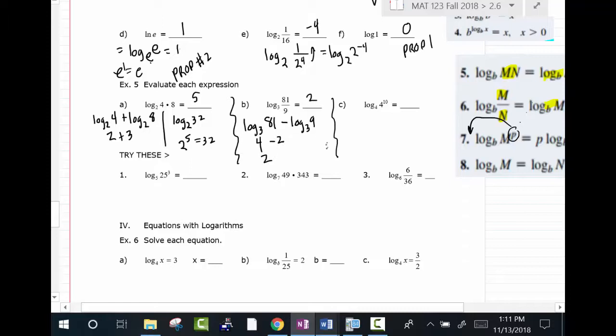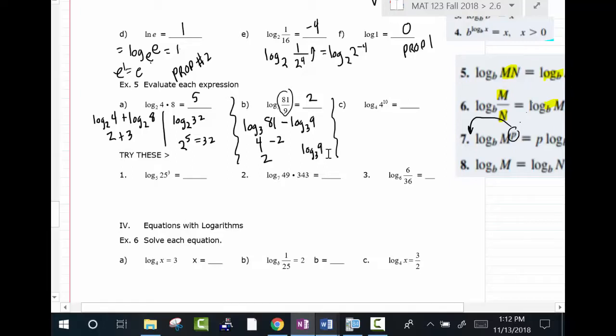Now, you could also do this problem this way. You could divide 81 divided by 9, so you'd have log base 3 of 9. What's the answer to this? 2, exactly, because 3 to the second is 9. To me, this problem is just as easy to do it this way. But both methods work. That's the property that you can do on that one, is just subtract those logarithms.